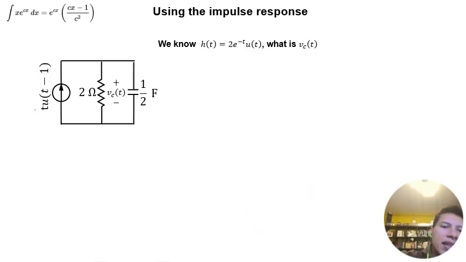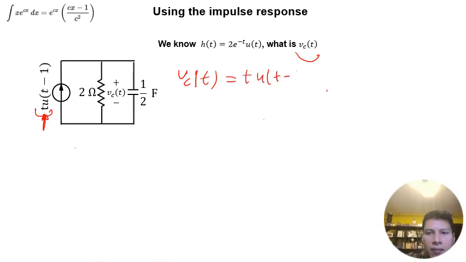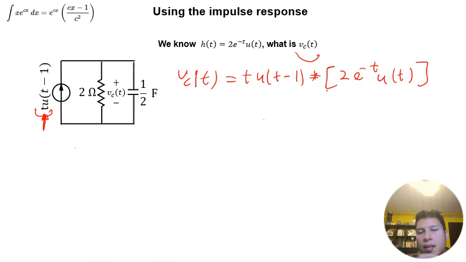Okay, so now let's say that this is the input to my circuit. What is the output? So to find the output, V_C of t, now that this is my input, all I have to do is find the convolution of t u of t minus 1 convolved with 2 e to the negative t u of t. And so let me just evaluate that now.